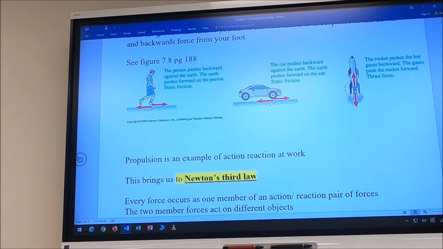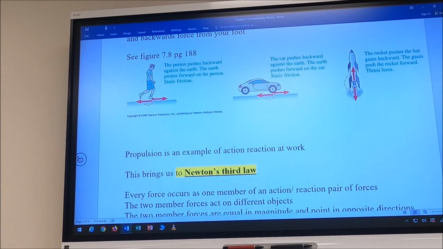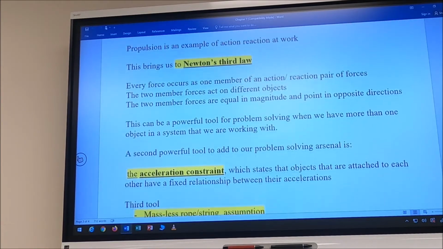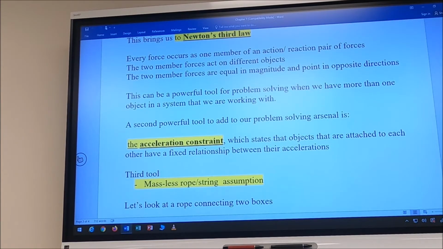All right, now, Chapter 7 is all about solving problems with systems of objects. So there's some tools that we need to add to our physics toolbox to help us do that. The first is the third law, Newton's third law.